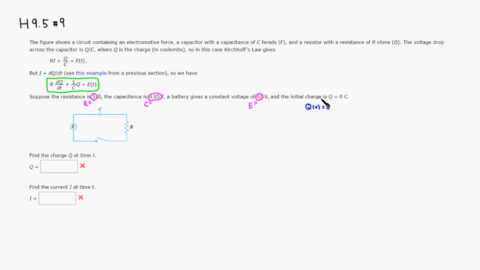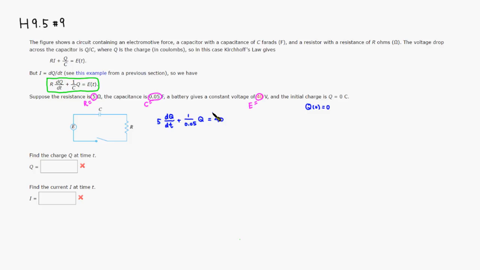So let's put these numbers in. It's going to be 5 dq over dt plus 1 over 0.05, that's the capacitance, then here's Q. And the right hand side is just 40.